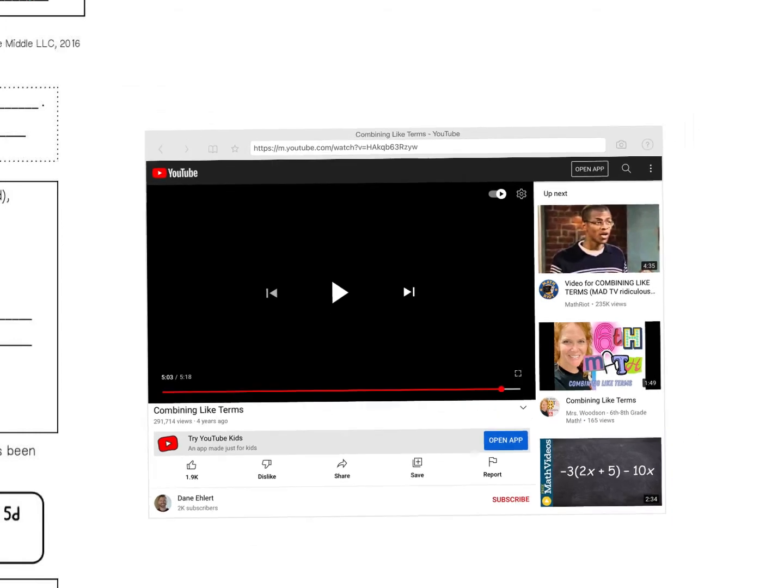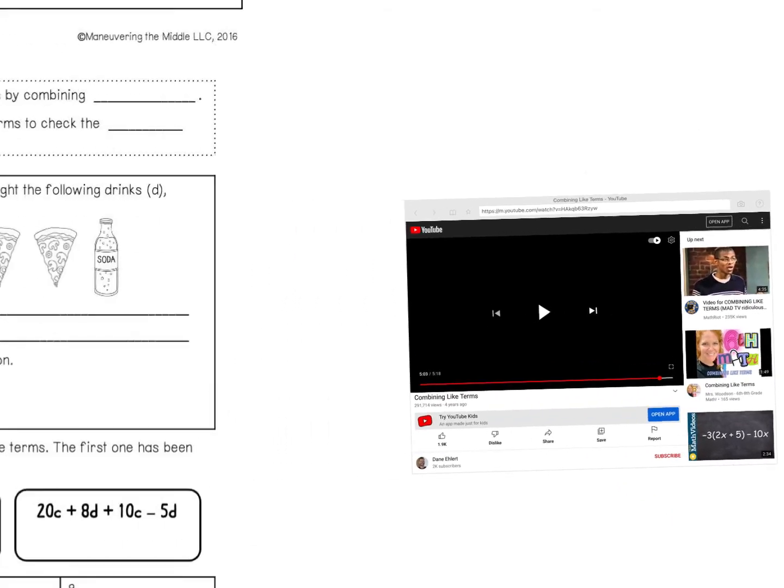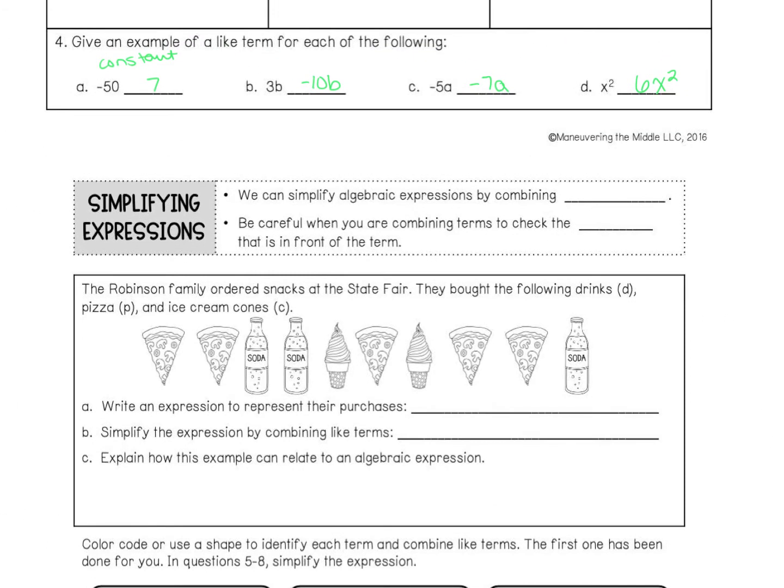All right. So, we are here. Open up your notes from yesterday. Let's review things from yesterday. What is a variable? It's a letter. A variable is a letter. What is a constant?